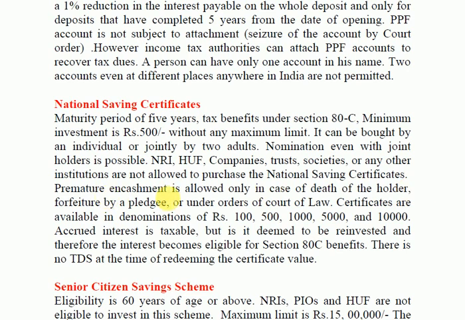Premature encashment is allowed only in case of death of the holder, forfeiture by a pledge or under orders of court of law. Certificates are available in denominations of Rs 100, 500, 1000, 5000 and 10,000. Accrued interest is taxable, but it is deemed to be reinvested and therefore the interest becomes eligible for Section 80C benefits.